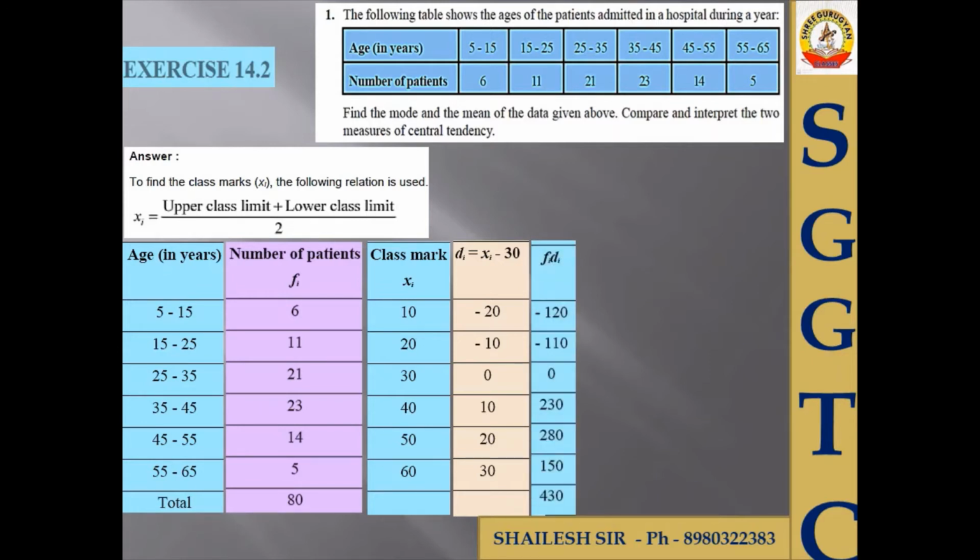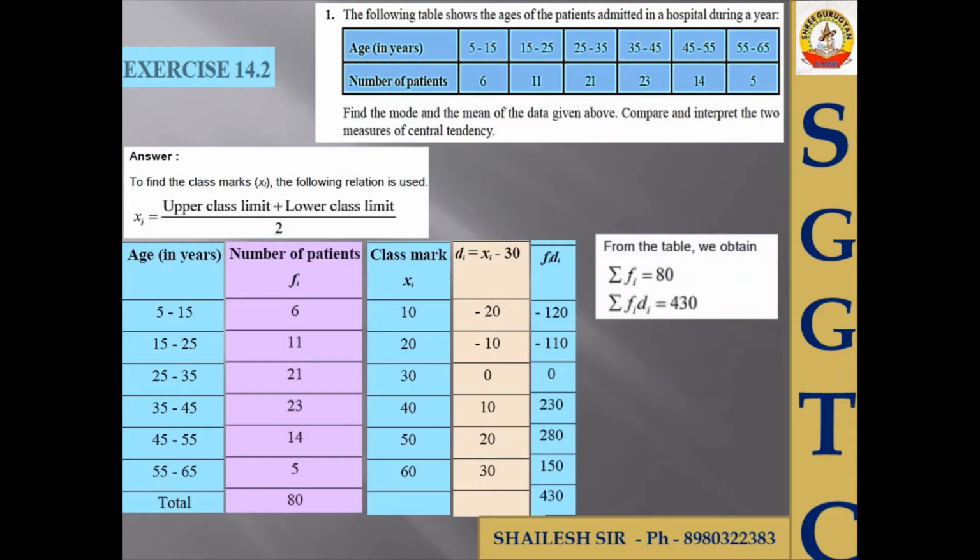Here I take the assumed mean as 30 and apply di = xi minus 30. So 10 minus 30 gives minus 20, 20 minus 30 gives minus 10, 30 minus 30 itself is 0, 40 minus 30 is 10, 50 minus 30 is 20, and the last, 60 minus 30, is 30. Now look, what is the class interval h? Yes, it is 10. And now we go to fidi.